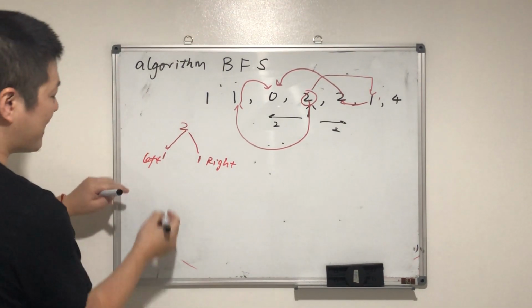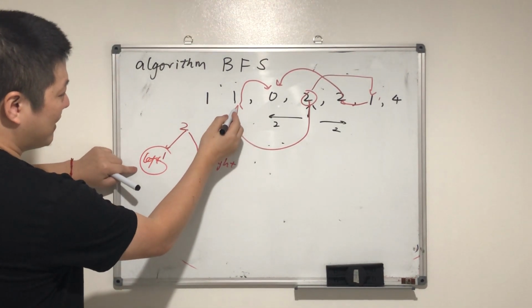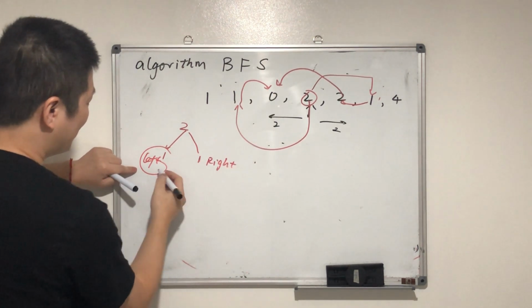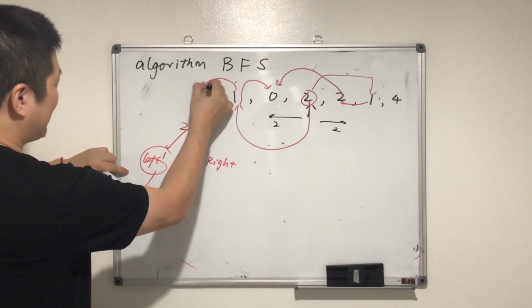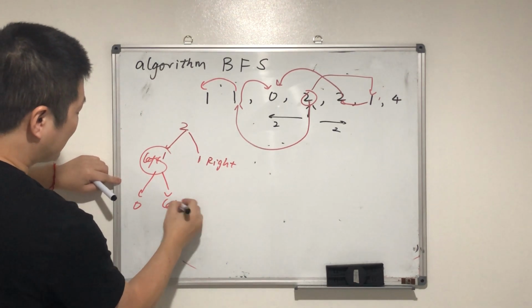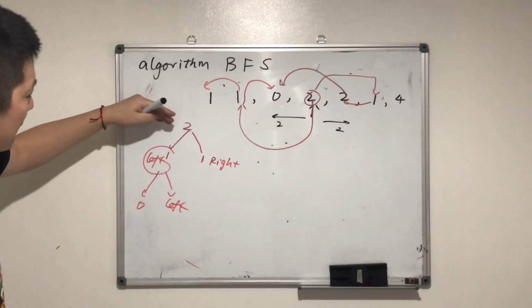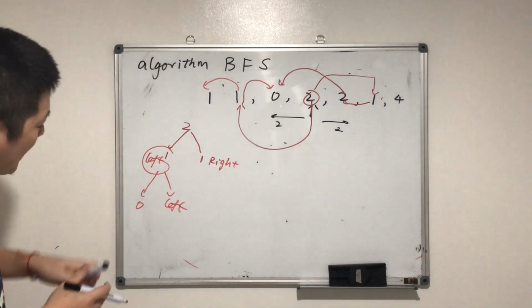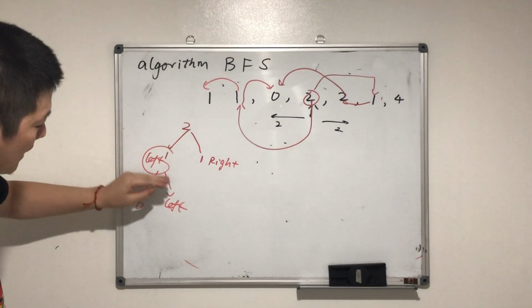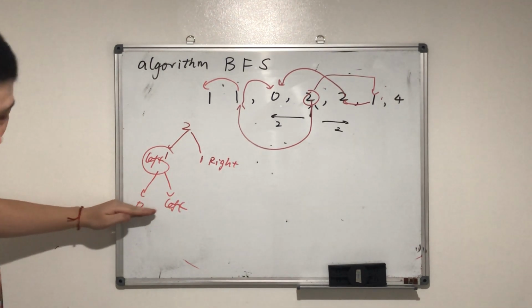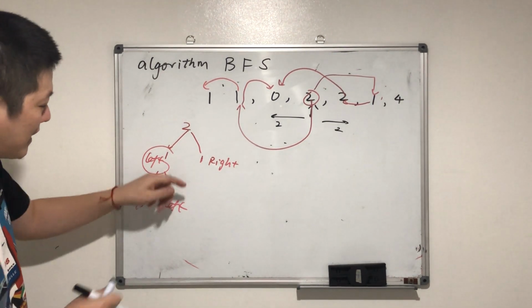And then if it's the left one, I can go to this, which is 0, or this, which is 1. You see? So the point is that every time I take a node in the tree and I expand the children, which is phase 2, I take this and I can expand it.